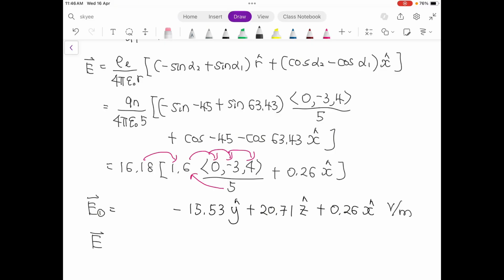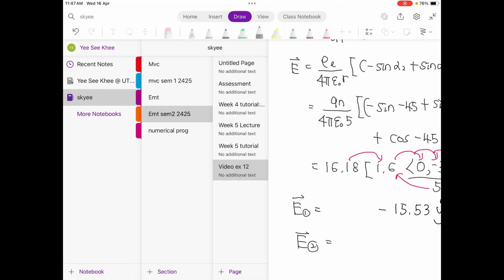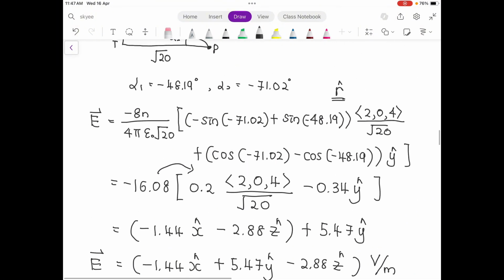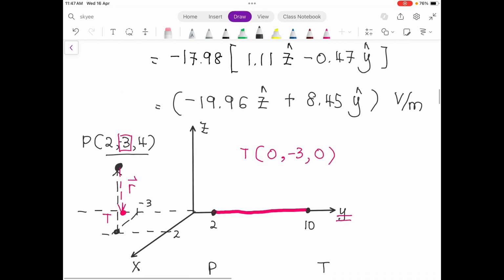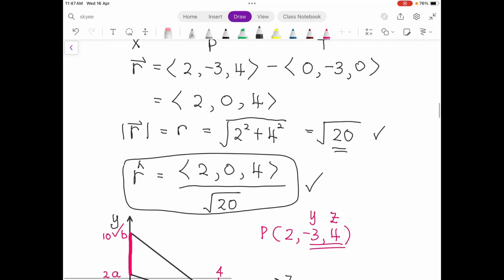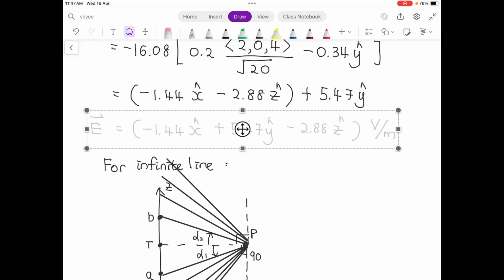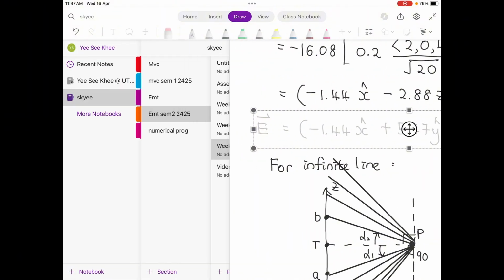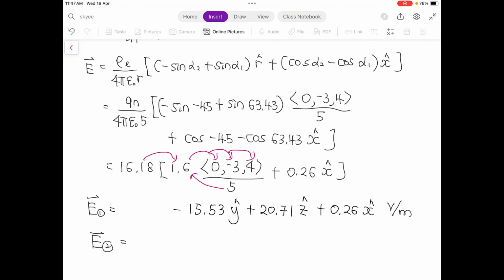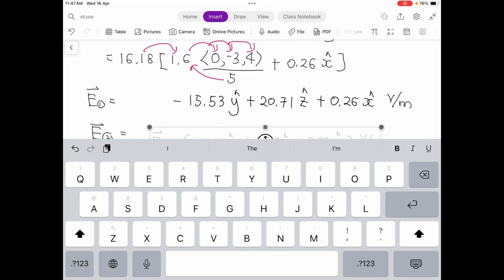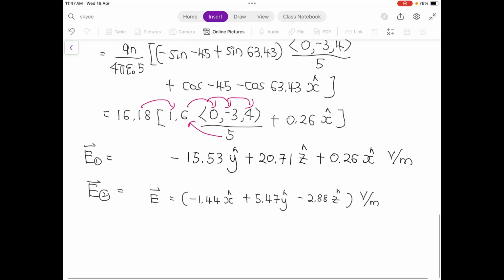The E from the second line, we have calculated in our class, so you can refer to this. We have calculated this one, the same observation point, the same line charge. So the answer is this one, so you are going to get this. I'm going to copy it and paste it here. So the E2 is here, right?